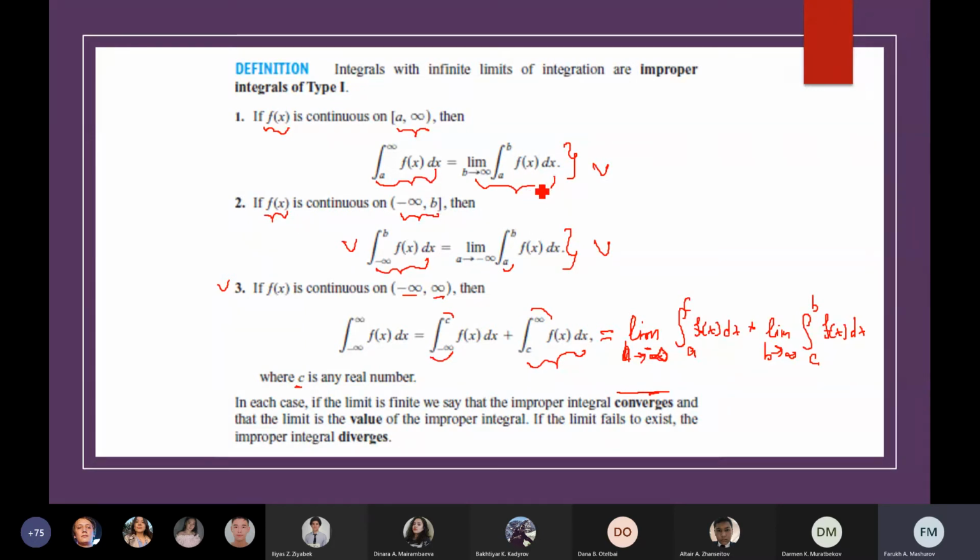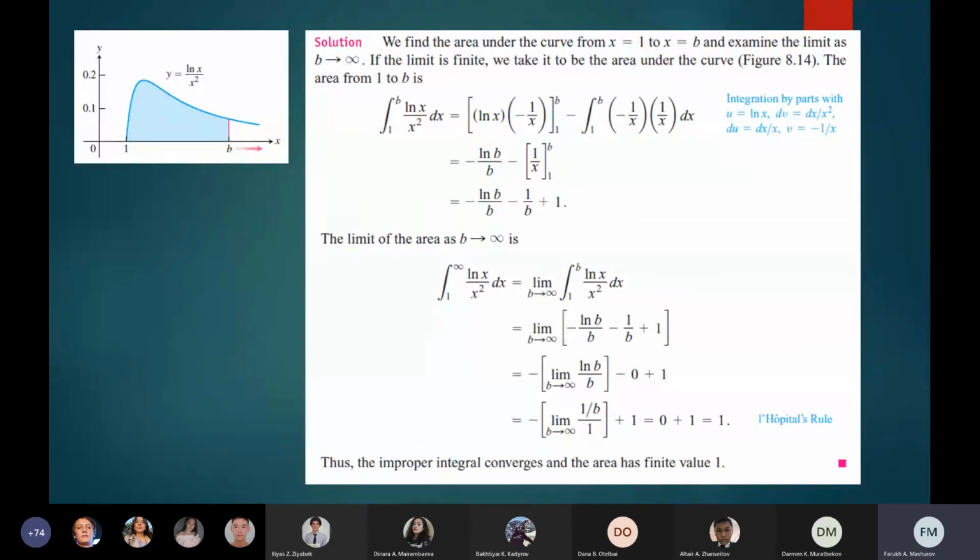If the limit just does not exist, yeah? In this case, we can say that our integral diverges. So we say that the improper integral diverges. That's all. If it has a value, we can say that it converges. If the limit fails to exist, we say that it diverges. I think it's clear for you.